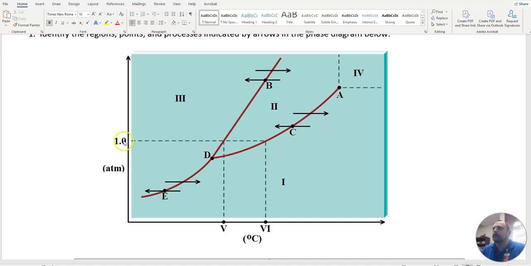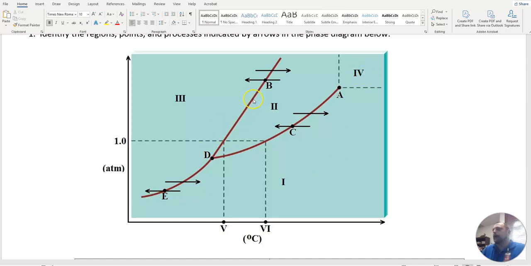This one is marked because 1 atmosphere is our standard. So this would be my standard melting point and my standard boiling point. And so again, remember temperature gets bigger as I go from left to right. That helps me keep up with my solid, liquid, and gas. Number 4 up here is supercritical fluid.